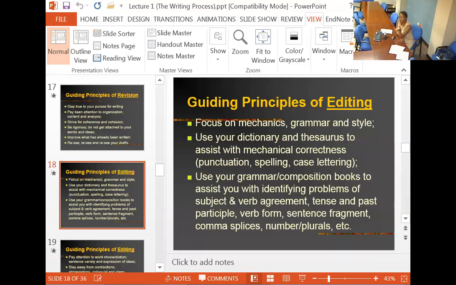Use your grammar and composition books to assist you with identifying problems of subject verb agreement, tense and past participle, verb form, sentence fragments, comma splices, number, as it relates to singularity and plurality. All of these things are considerations. So, that's a lot of things to consider, isn't it?